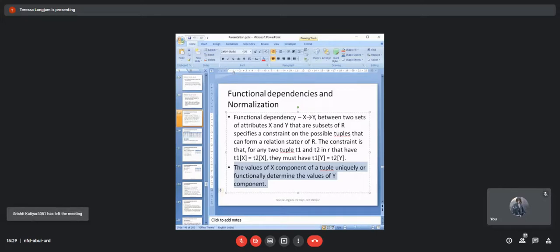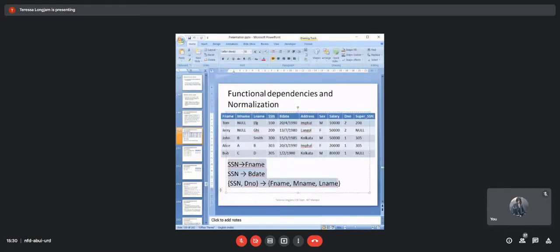Now I will ask one thing. If this is an example table, an example relation at an instance of time, and we have all these values, then by looking at the values you can see that the F names are all unique: Tom, Jerry, John, Alice, Bob. Not one of them has a similar value.